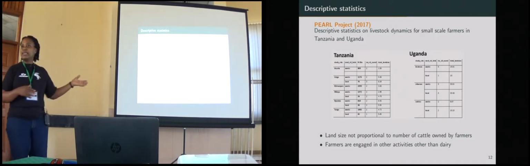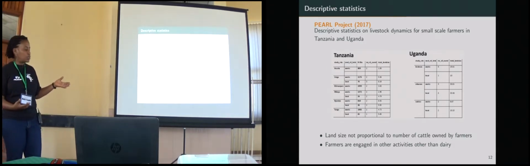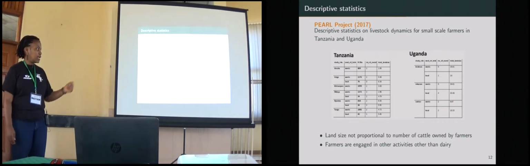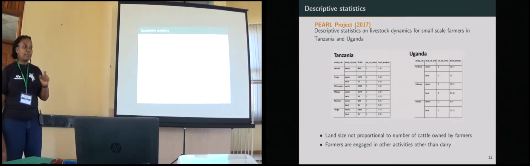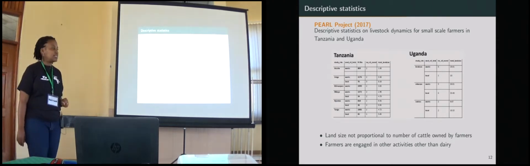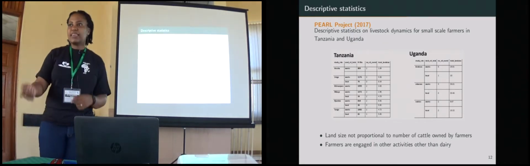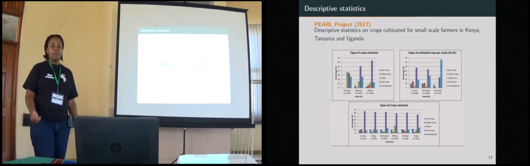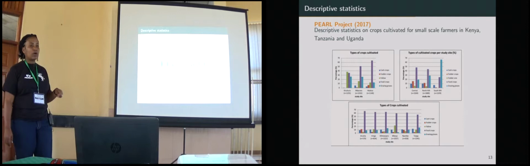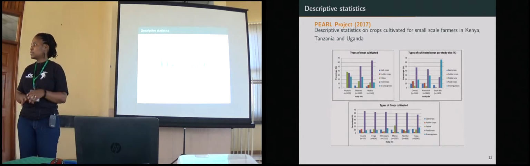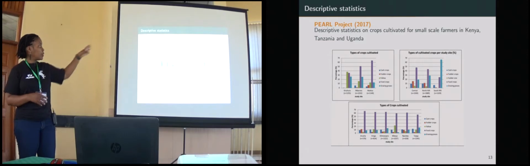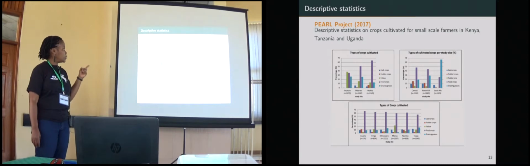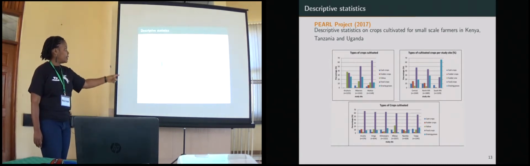It actually led us to make the decision that the land size is not proportional to the cattle owned by farmers. So these farmers are involved in other activities besides dairy. And that further led us to find what those other activities are. So we looked at the summary statistics on the crops cultivated by these farmers on the land that they have, for all the 3 countries. Here we had Uganda, Kenya and Tanzania.